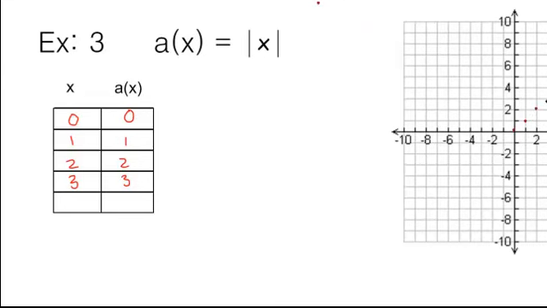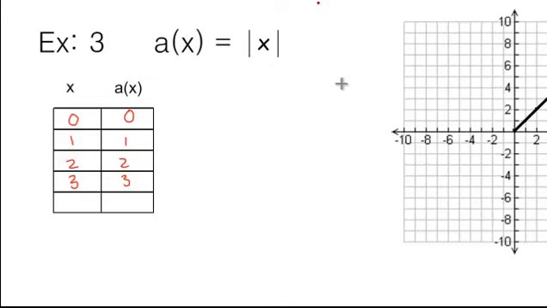And 3, 3. So we see a line going off in this direction. Let's plot it. Looks something like this, and it's going through 1, 1, 2, 2, 3, 3, 4, 4, etc.